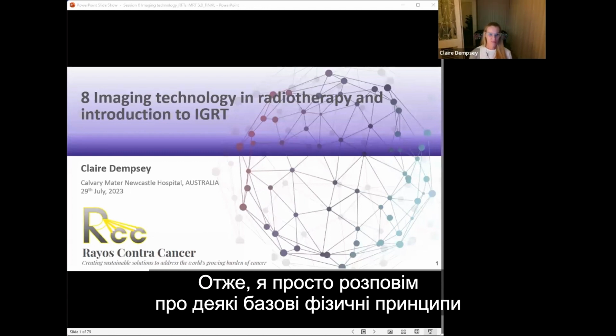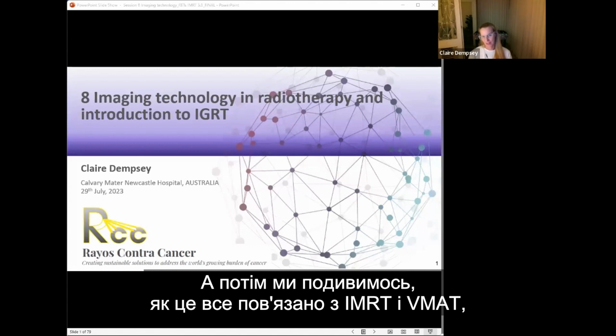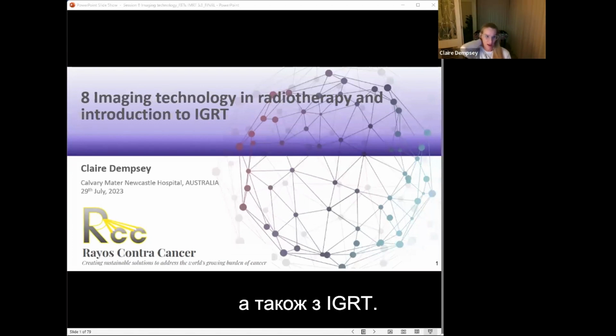So really, I'm just going to run through some very basic physics about how different bits of imaging equipment work, and then we'll start to see how that all links into IMRT and VMAT, and then also into IGRT as well. So let's get started.